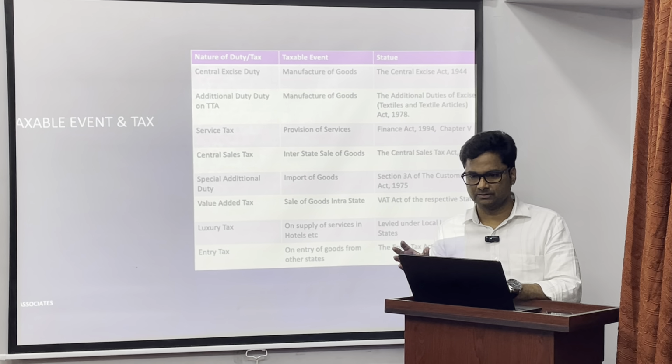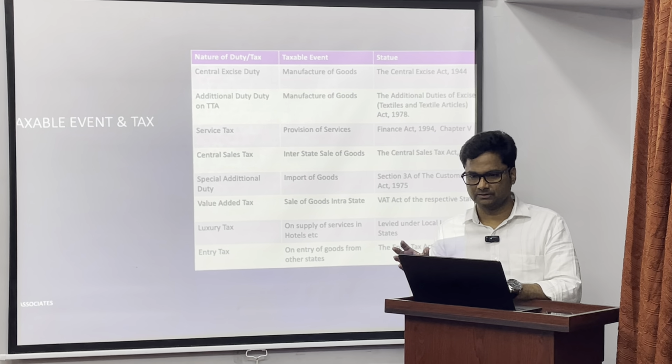Correct? So, see, in the earlier regime, there were multiple taxable events, right? We discussed excise duty. When you are manufacturing and clearing the goods, you have to pay excise duty. And then when you are selling the goods, you have to pay VAT if it is an intrastate sale. If you are selling interstate, you have to pay CST. If you are providing service, you have to pay service tax. You are providing hotel accommodation, you have to pay luxury tax. You are allowing people to enter the cinema hall to watch a movie, you have to pay entertainment tax. See, these are multiple taxable events.